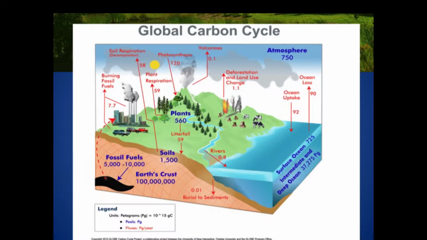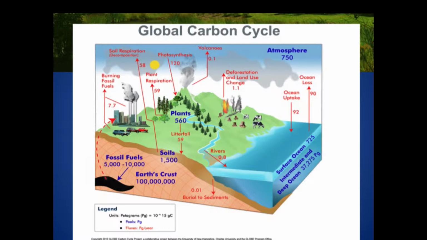So as an example, we can look at the ocean. Annually, the ocean gives off some carbon to the atmosphere, about 90 petagrams a year, but it takes up 92. So there's a net transfer from the atmosphere to the ocean. And those types of cycles are happening through these different things.